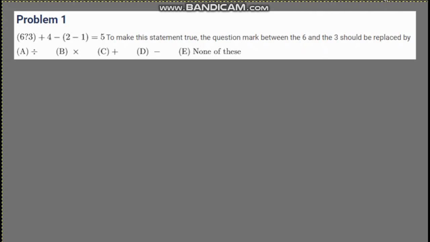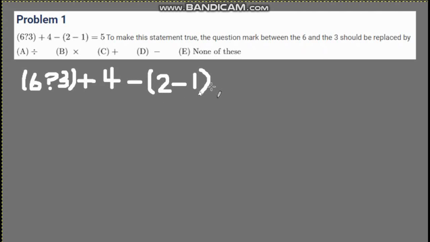This means brackets first, then exponent, then division, then multiplication, then addition, then subtraction. And we can't solve the bracket on the left, but we can solve the bracket on the right. I'm just going to write out the equation. The equation is 2 minus 1, which evaluates to 1.